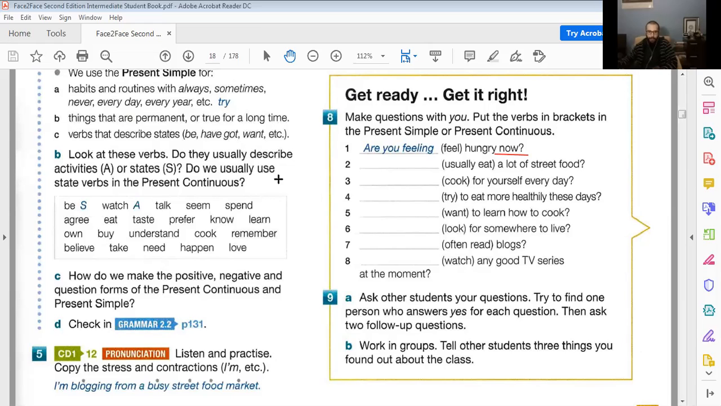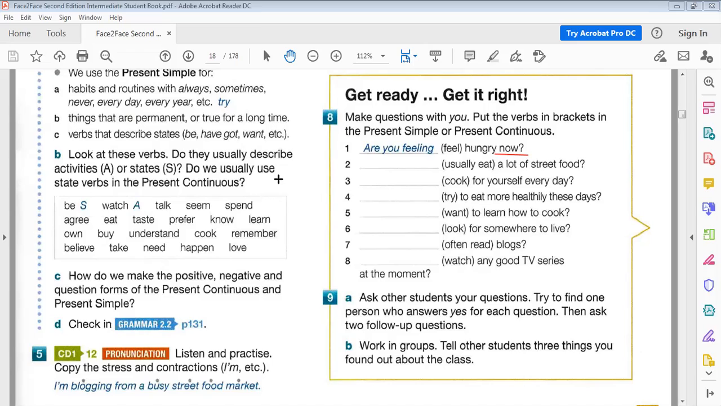Okay, now number two. Sana, can you do number two? Yes, okay. Do you usually eat a lot of street food? Okay.